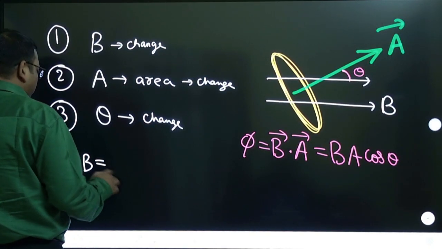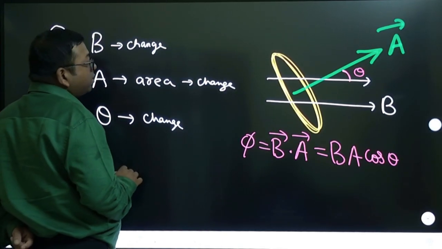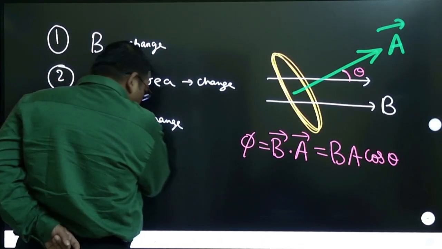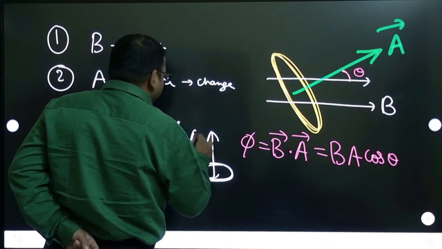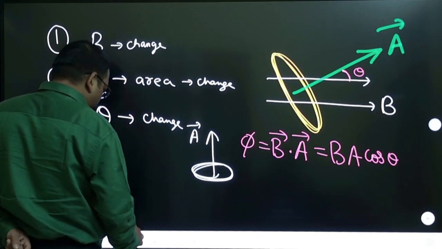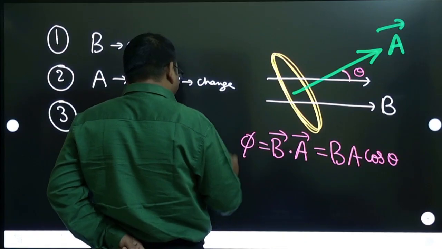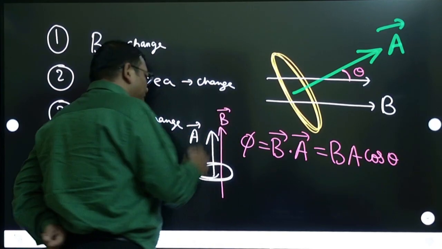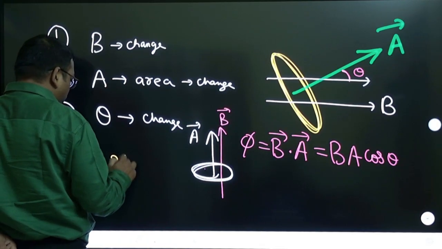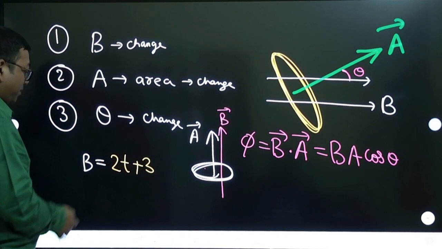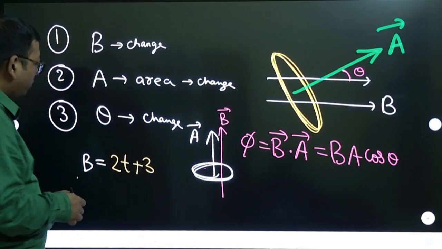Suppose a magnetic field is passing through a coil, and let us say the magnetic field is perpendicular. That means the coil is like this. The area vector will be like this, and the magnetic field will be like this also. Magnetic field and area vector are in the same direction, but the magnetic field is changing like this. Let us say 2t plus 3. One simple example.